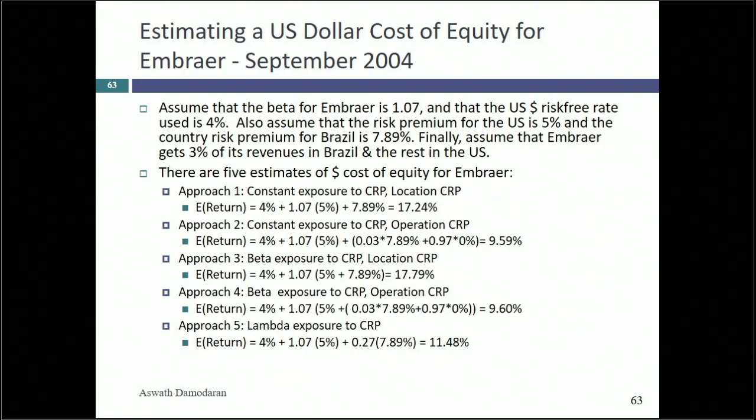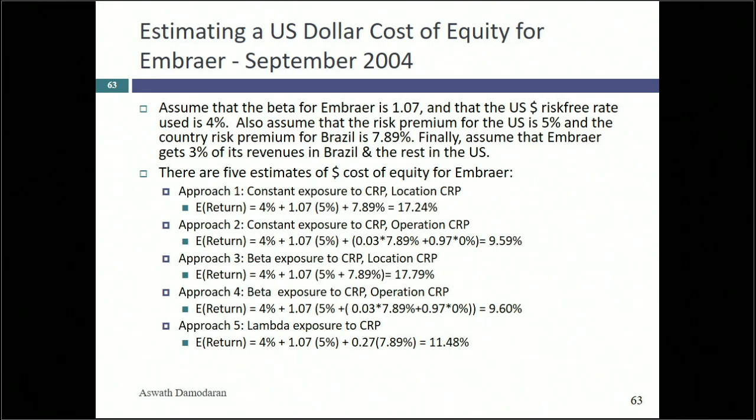So just to show you how different the numbers are going to be depending on how you slice and dice the data, here's what I did. I took Embraer in September of 2004 and estimated 5 different costs of equity, all in dollar terms, so the risk-free rate is the same in all of them. 4% was the risk-free rate then. The beta is the same in all of them, and I'll talk a little bit about how I got the beta. It's 1.07. But here's the difference. The first approach, I multiplied the beta by the equity risk premium for the US, at that time 5%, the mature market premium, and added to that the entire country risk premium for Brazil, which was 7.89% then, to come up with the cost of equity.